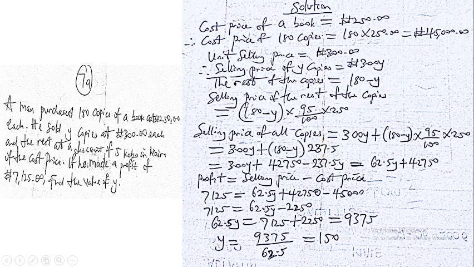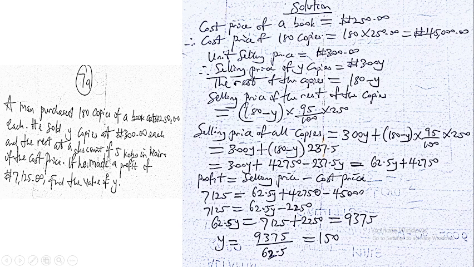And the rest at a discount of 5 kobo. What is the rest of the copies that you have left after selling Y copies? How do we get the rest of the copies? That will be 180, which is the total number of copies he bought, minus what? Y. That will give us the rest of the copies that he has.